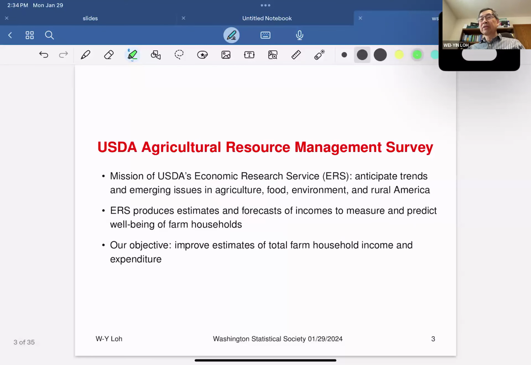The USDA has this ARMS survey, the Agricultural Resource Management Survey, that I think is carried out annually, and they survey farm operators in the United States to anticipate trends and emerging issues in agriculture, food, environment, and rural America, and they produce estimates and forecasts of incomes. What they have been doing is trying to estimate the total farm household incomes and expenditure.